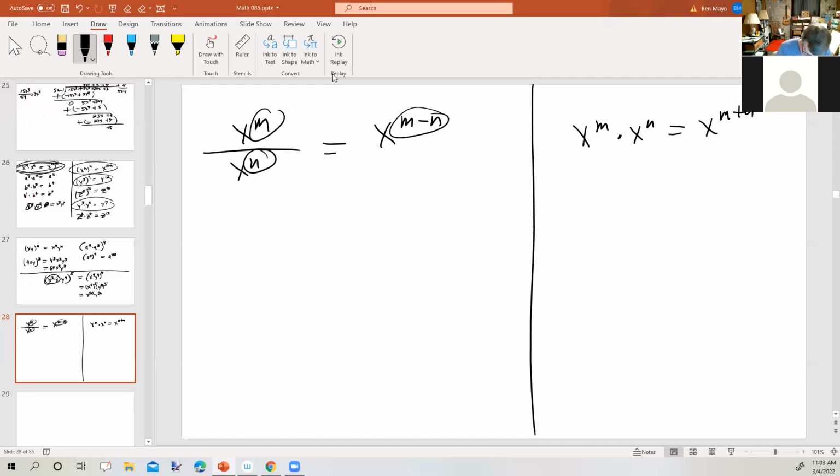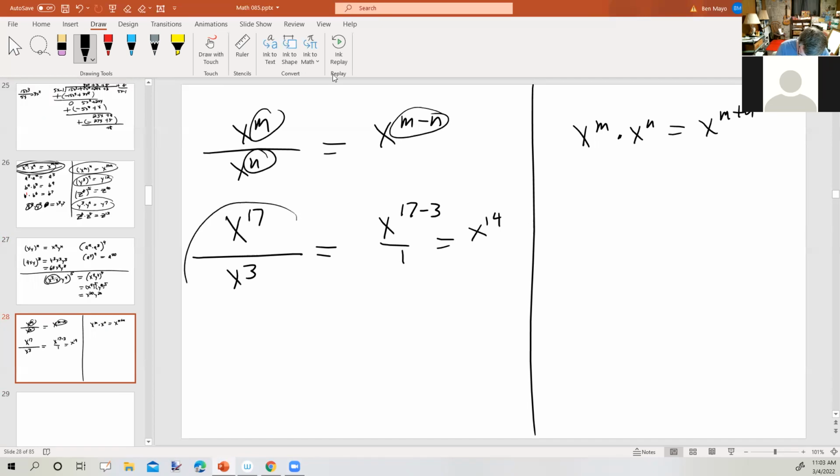Okay. So if I've got, let's see, x to the 17th power over x cubed, that's x to the 17 minus 3, or x to the 14th power. The other thing you've got to keep in mind is the result is in the numerator. So like there's the implied 1 down there. Yes. Okay.